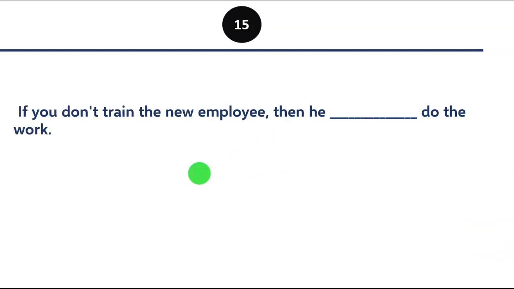Number 15. If you don't train the new employee, then he dash do the work. Your 10 seconds start now. All right, people, your time is up. If you don't train the new employee, then he cannot do the work. So that last answer is cannot.